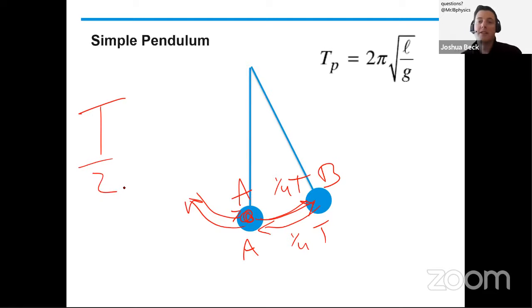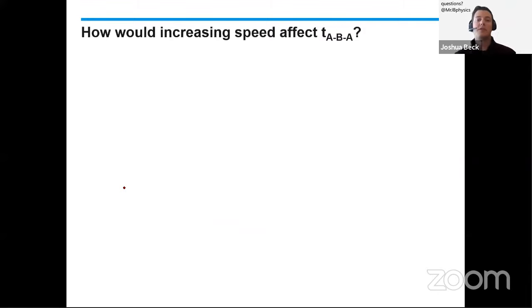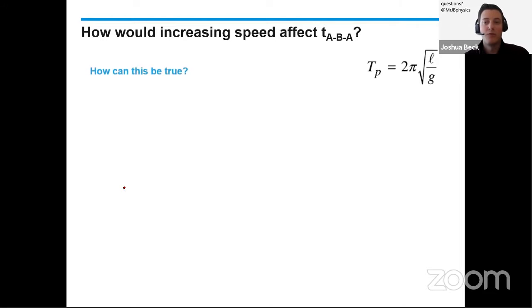This equation tells me how I can calculate the period of a pendulum. Well, in this one, how would increasing the speed affect it? Well, this equation doesn't have speed in it, so it's not going to affect it. But how can this be true? I know that the equation says that it's going to be true, but how can it be true?